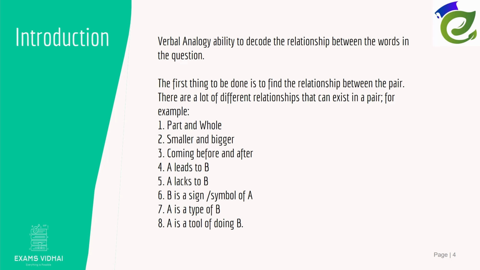We're also going to learn the ability to decode the relations between the words given. If you are given two words, you need to find a relationship between these two words. The relationship can be something like this: one is a part and the other a whole, one is smaller and one bigger, coming before and after, A always leads to B, A lacks B, B is a sign or symbol of A, A is a type of B, A is a tool for doing B. These are some of the types of relations that we think of, but there are many more.